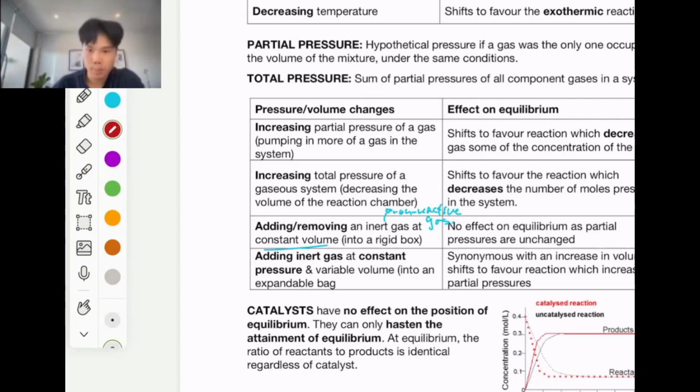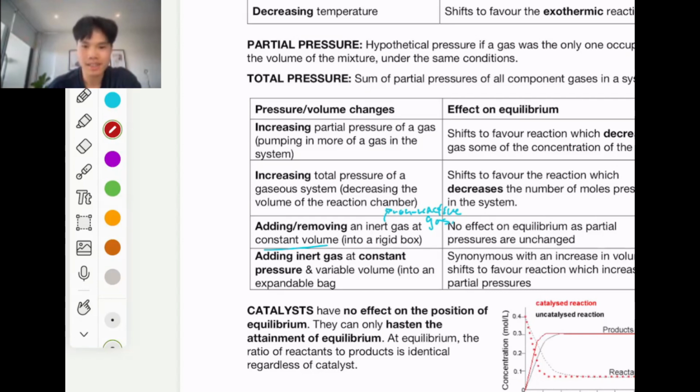When you add it into that box, are you changing the partial pressure of other gases in that system? When you add that inert gas in, we are not changing the partial pressures of any other gas. Their concentrations don't change. Because the Q value would therefore stay exactly the same, you would remain at equilibrium position, where Q equals K. So there's no shift in equilibrium if you add or remove inert gas from a constant volume.